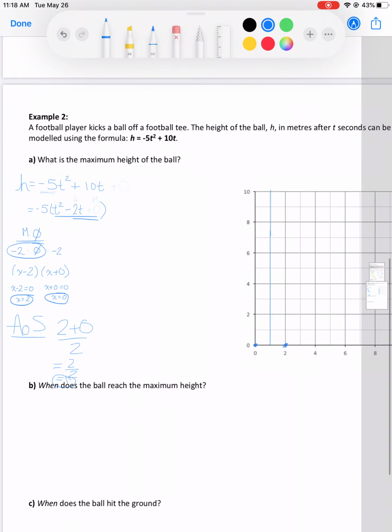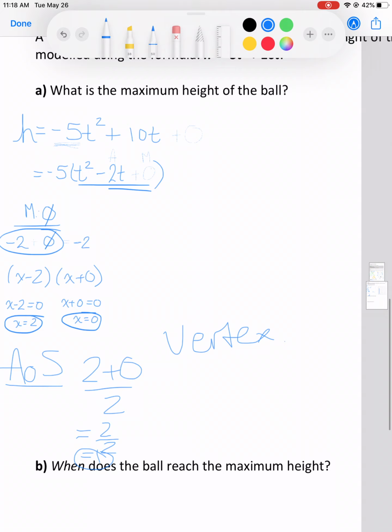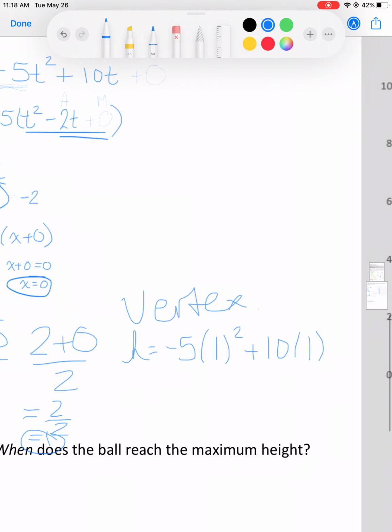There's that. One more. It's our vertex. So we take our original equation and we plug in our axis of symmetry. So I'm going to throw in my 1. If you want to throw in that 0 at the end for good measure, go for it, but we all know it's 0. 1 squared is 1.